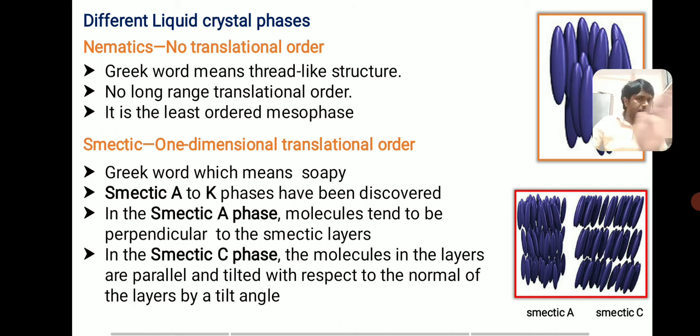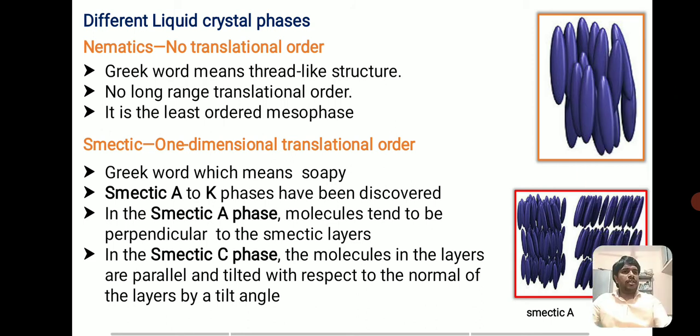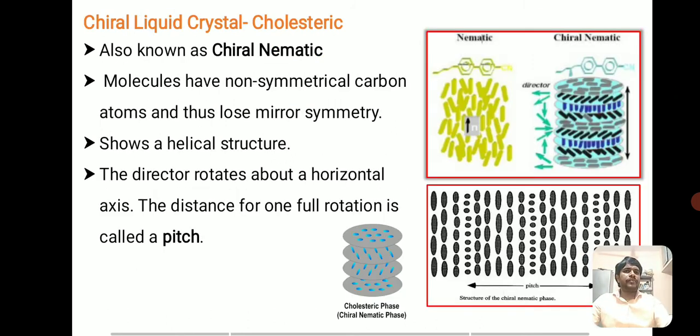What happens in the smectic C? Here the molecules in the layers are parallel and tilted. Slight tilt is there, with respect to the normal of the layers, by a tilt angle. Some tilting is there in smectic C type.